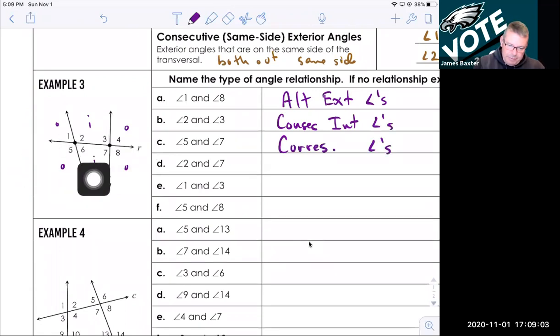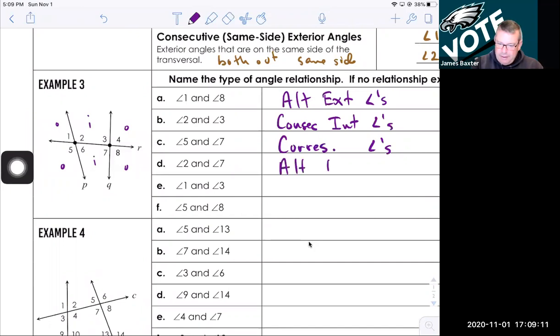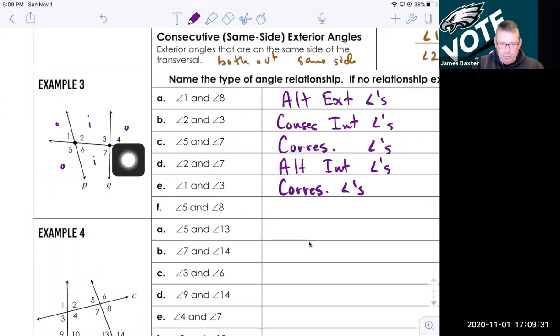2 and 7. So I look at my picture here. 2's on the inside, 7's on the inside. They're both in. They're on different sides of the transversal. So that's alternating interior angles. 1 and 3. So here's 1, here's 3, outside, inside, same side, corresponding angles. 5 and 8. They're both on the outside and they're both on the same side. So that's same side exterior angles.